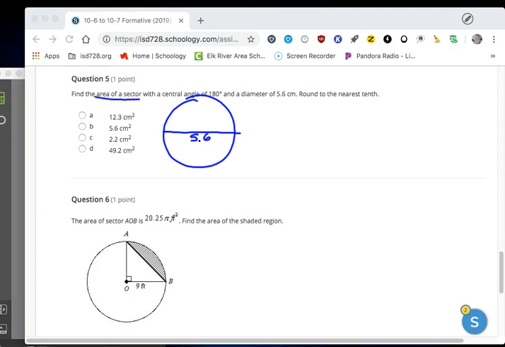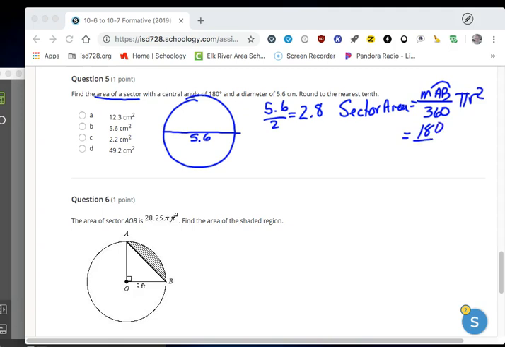So I'm talking about area of a sector still. I've got to take half of 5.6 to find the radius, and that'll give me 2.8. Excuse me, it's sector area we're working with. Sector area is equal to the measure of arc AB over 360, times pi r squared. So I have 180 over 360, that's just half my circle, and I've got 2.8 squared pi.